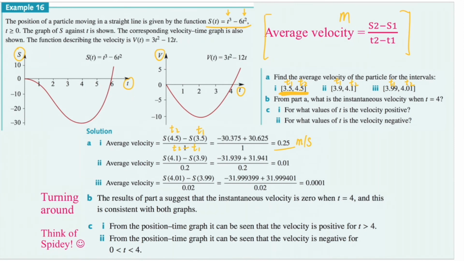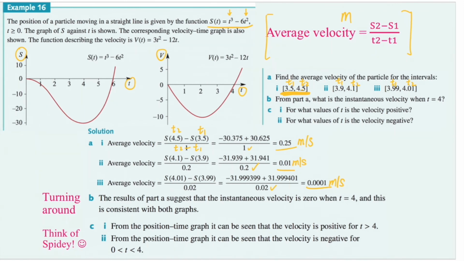Second question, third question, we're doing the same thing. So we're plugging the values to find the corresponding position and finally work out what the average velocity is. As you can see, the 2 points we're taking are getting closer. So that's why the difference in t values is getting smaller, from 1 to 0.2 to 0.02. This implies that we're obtaining a more accurate estimation here.